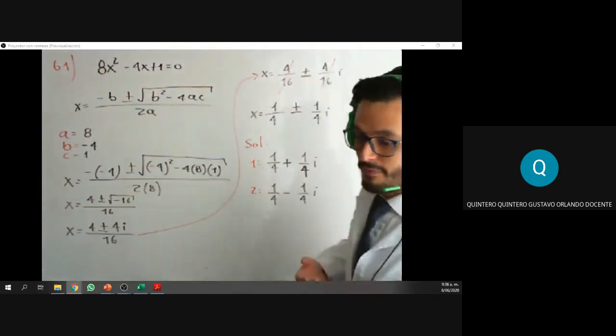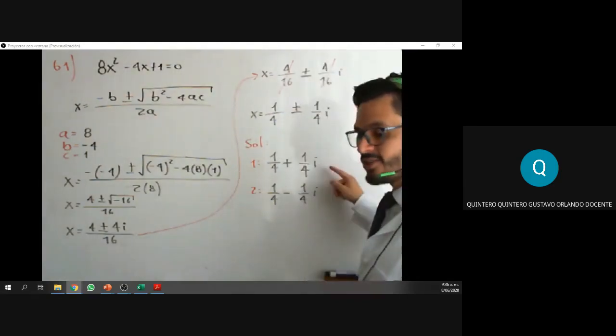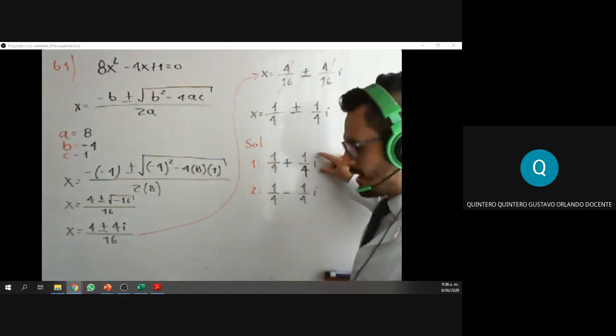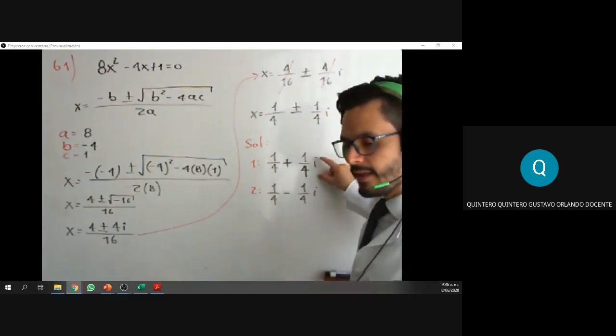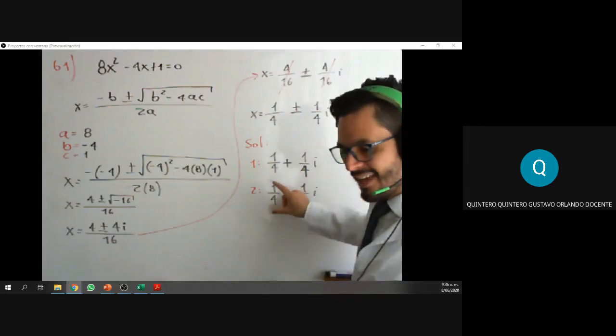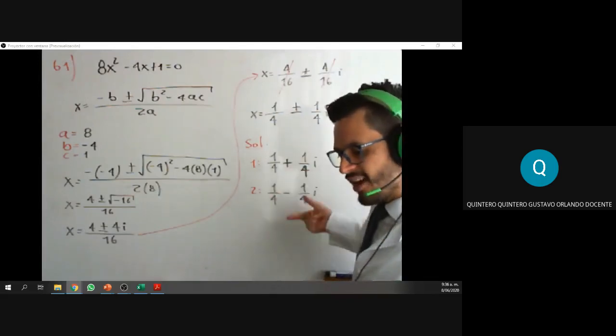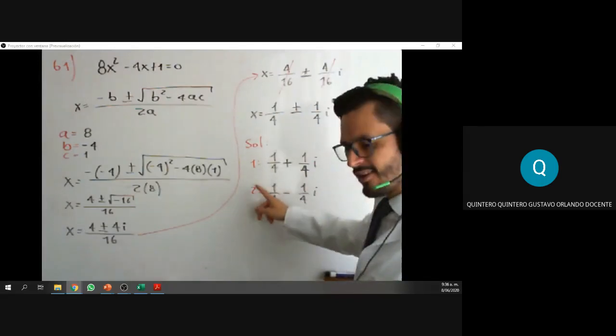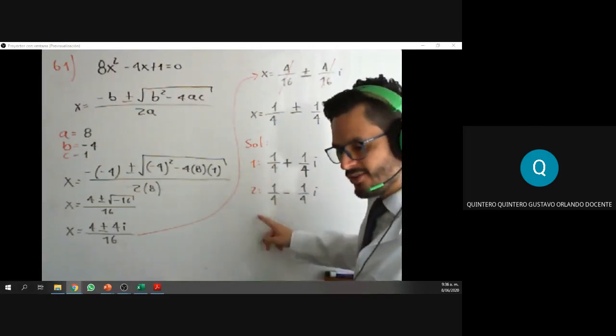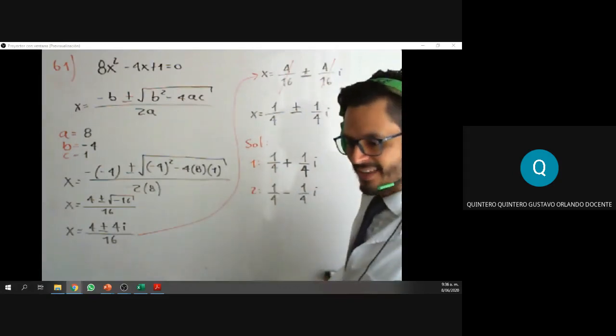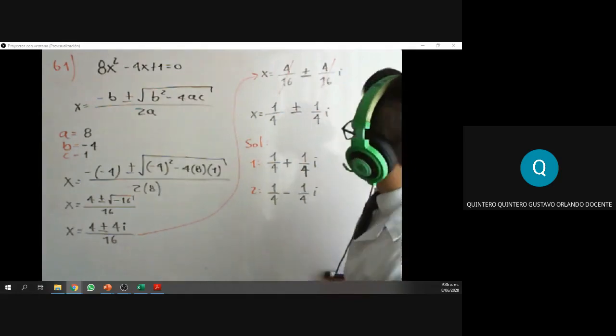And the beauty about this is that since the solutions are complex numbers, they have the imaginary unit, and the answers are conjugates of each other. Look, number 2 is the conjugate of number 1. Number 1 is the conjugate of number 2. How beautiful is that?